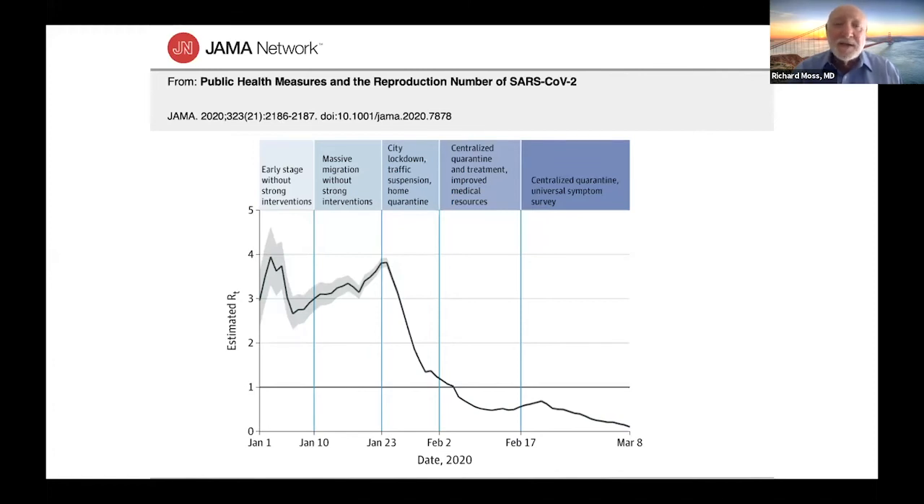Now, that doesn't mean the disease is gone. The disease is still around and outbreaks still occur. But in general, the mitigation measures of finding and isolating cases and quarantining them is able to keep a handle on this. And this is what's out of control now in our country.